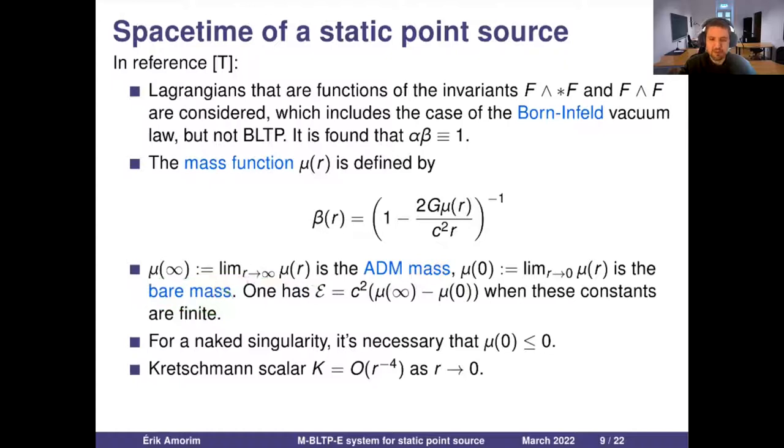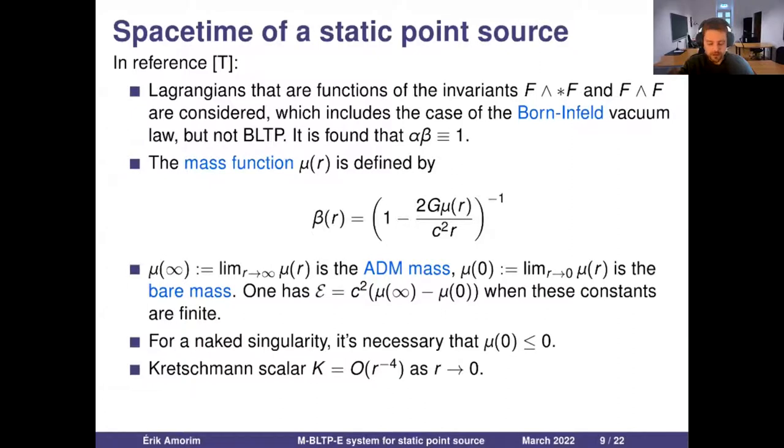It's meaningful to call it the bare mass in this case because he proves this relationship holds. So if you think about what this is saying, this is the Einstein equation, E equals mc squared. But this is the E, that's the energy in the electric field. And it's saying it's equal to the total mass of the spacetime minus the mass at the origin. So I think this is exactly what you should expect, right? Let's say mass and energy are the same thing, except for a factor of c squared. Then it's saying the total energy of the spacetime is equal to the energy at the singularity plus the energy of the electromagnetic field. So this happens as long as all these constants are finite, but they are actually finite for Born-Infeld and for a large class of these Lagrangians.